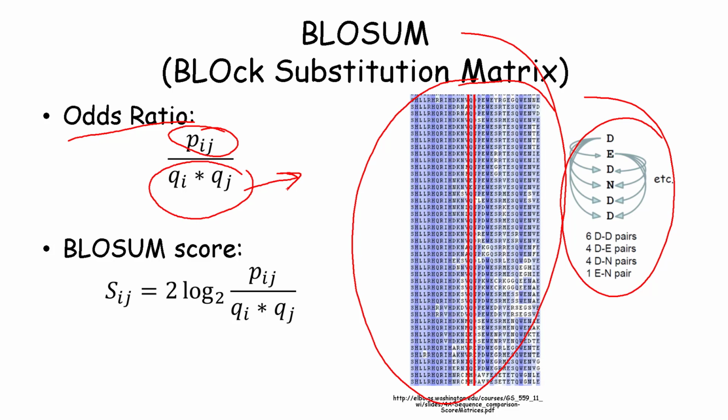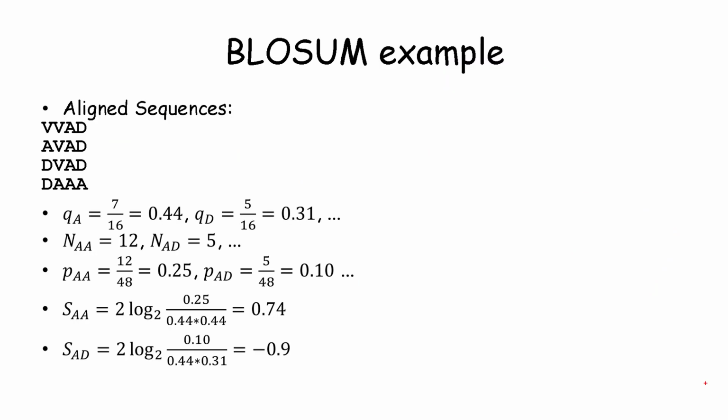BLOSUM uses the logarithm of this ratio for numerical convenience. This allows us to add up the scores rather than to multiply them. BLOSUM also rounds the resulting scores, so we end up with integers. The idea behind rounding is that computers are faster in performing integer operations than they are with real numbers. Let's walk through a small example.